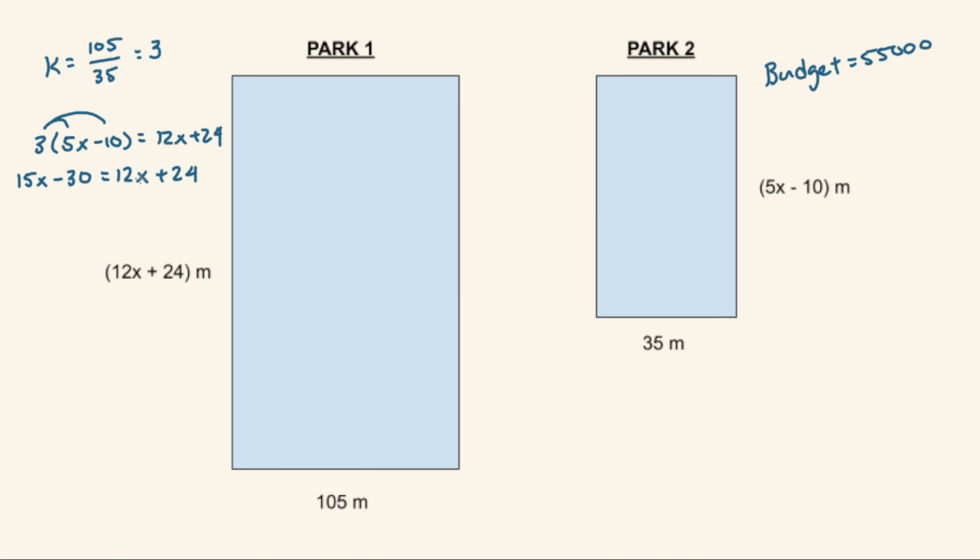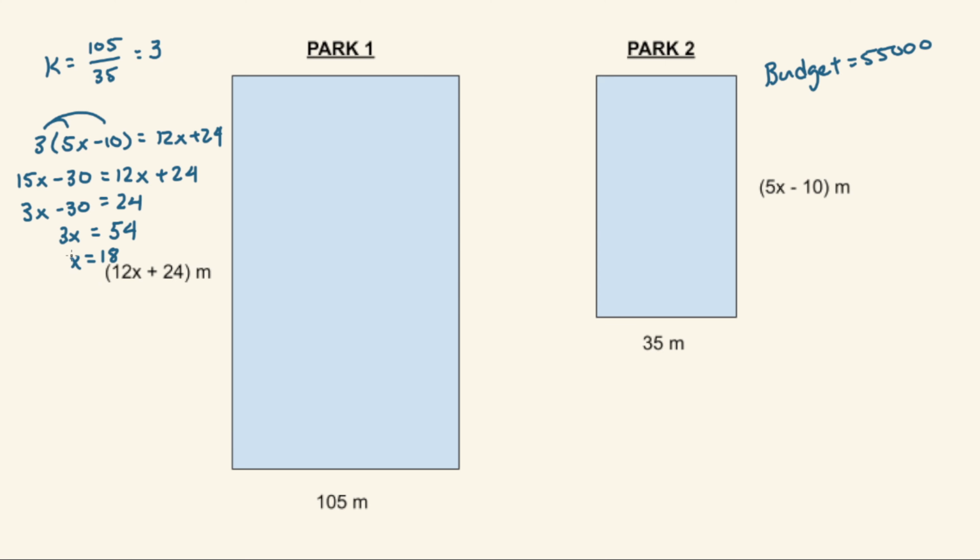Let's do a little bit of algebra here. We're going to subtract 12x from both sides. On the right side, that 12x is going to completely vanish. On the left side, we're left with just 3x. Now let's add 30 to both sides. Minus 30 plus 30 completely cancels out. We're left with 3x on the left, and 24 plus 30 comes out to 54. To find what x is, it's a matter of dividing that 54 by 3. So x is equal to 18.